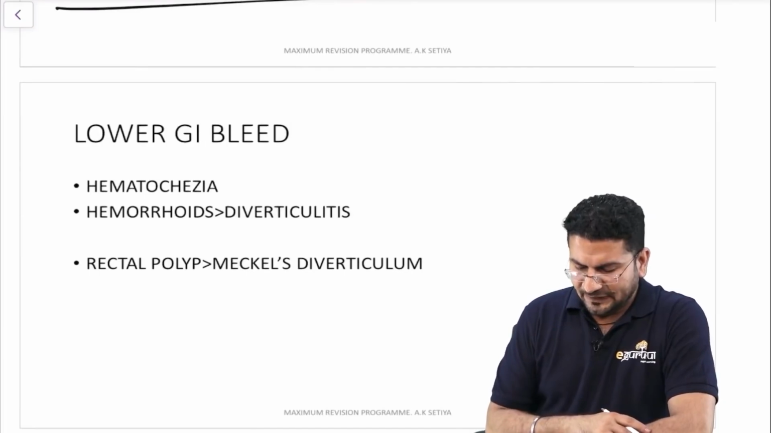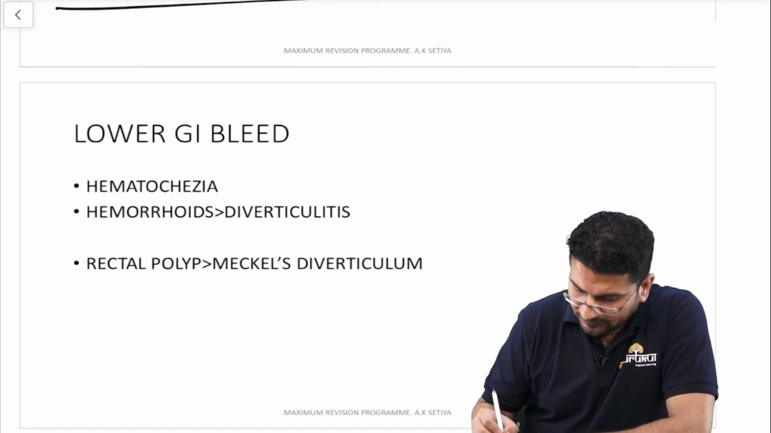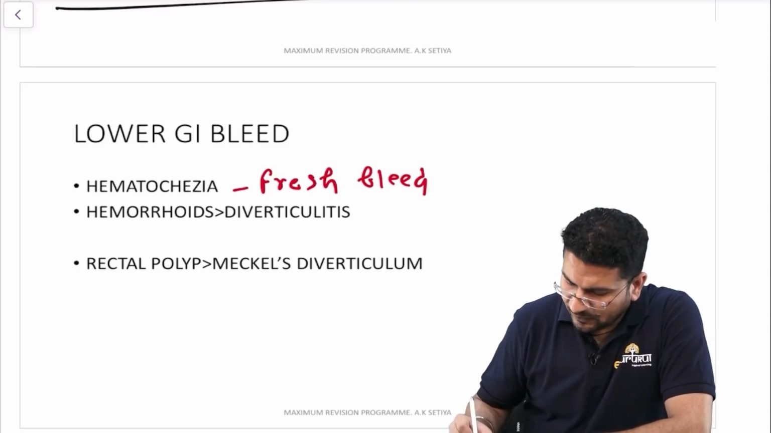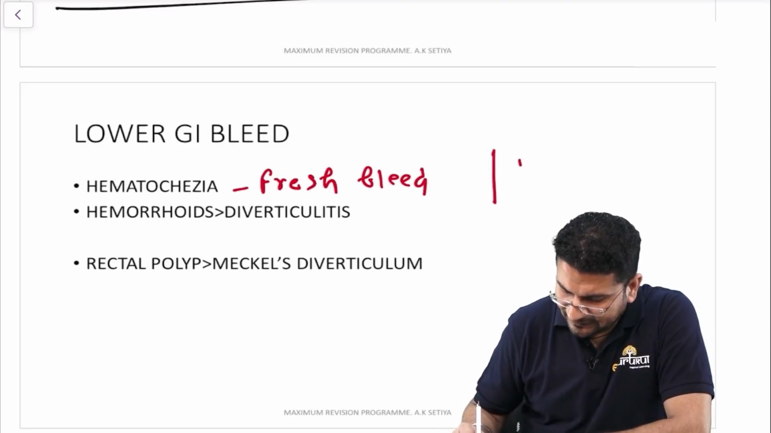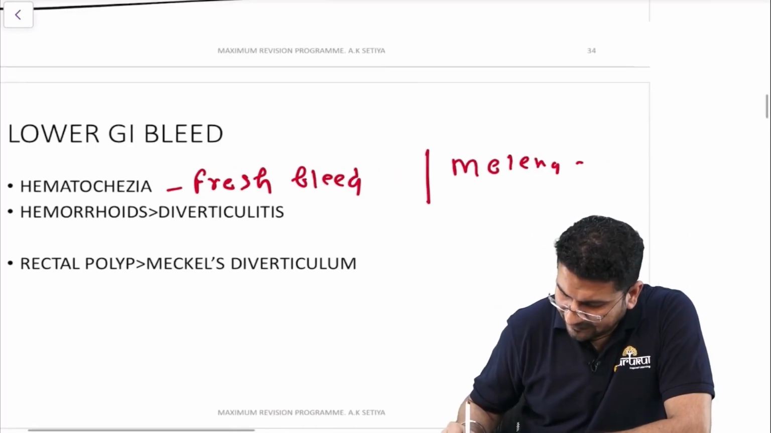Lower GI bleed can occur in two forms. It can be a fresh bleed. What do we call this? We call this hematochezia. Or there can be a delayed bleed, and this delayed bleed is called melena.